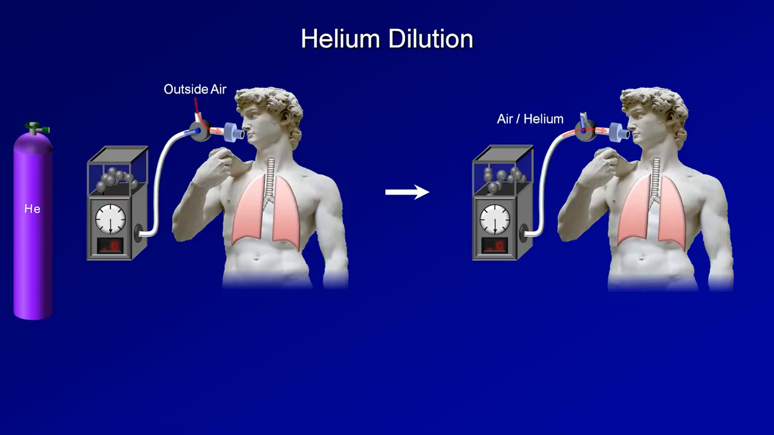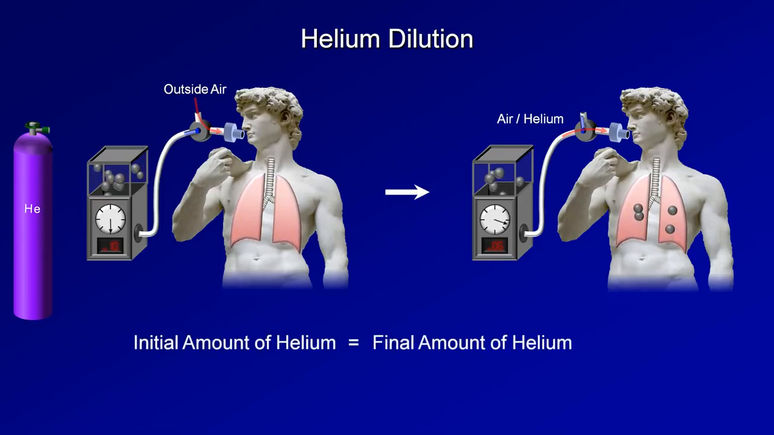With each breath, helium moves out of the reservoir and into the lungs until an equilibrium is reached and the helium concentration in the reservoir levels off. Since we are dealing with a closed system, and since helium is not absorbed across the alveolar capillary membrane, the initial amount of helium at the beginning must equal the final amount of helium at the end.